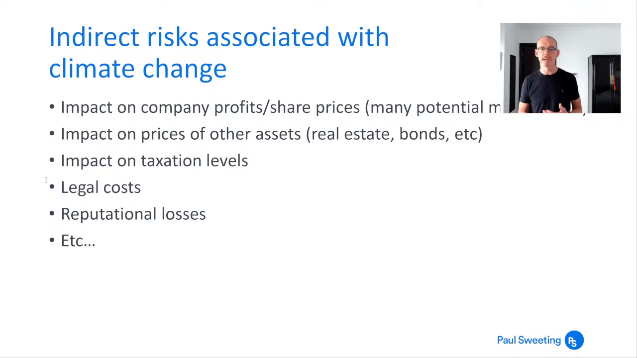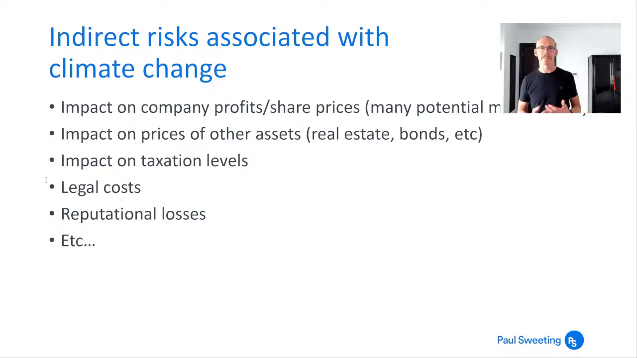There's also clearly the impact on the price of other assets, such as bonds, but also clearly real estate. If you have real estate in an area which is prone to flooding, then that is going to be adversely affected by climate change. So that is an indirect risk, the price of the asset, rather than the fact that it may flood. But it is something which can be modelled.